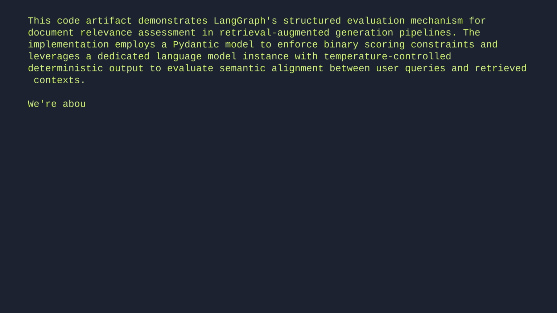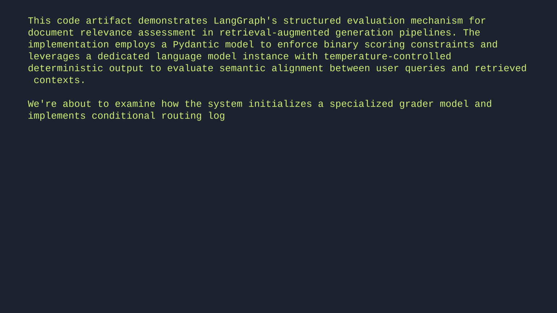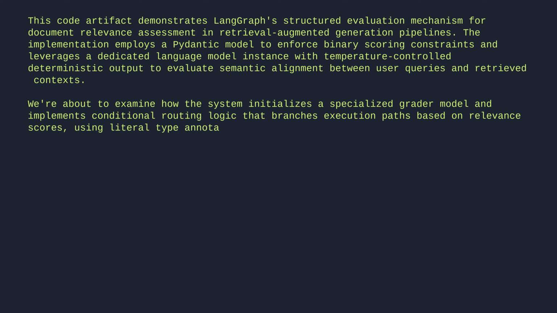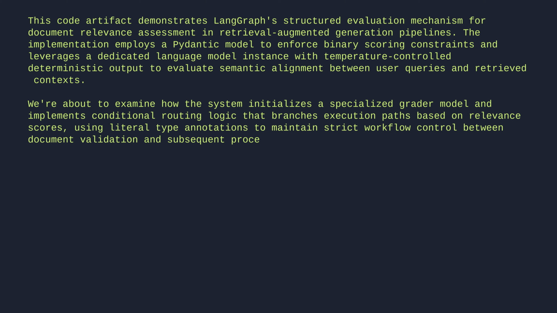We're about to examine how the system initializes a specialized grader model and implements conditional routing logic that branches execution paths based on relevance scores, using literal type annotations to maintain strict workflow control between document validation and subsequent processing stages.